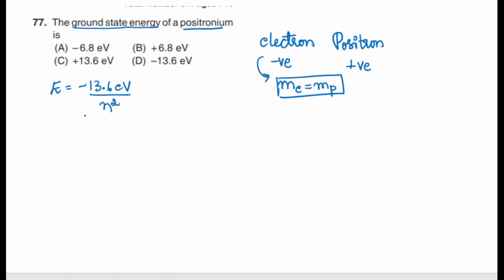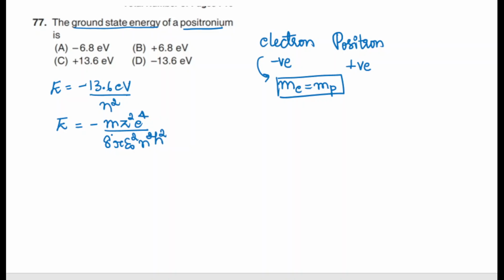This is the formula. But the most general formula is E equal to minus m into z square into e to the power of 4 divided by 8 times pi into epsilon naught square n square into h square.